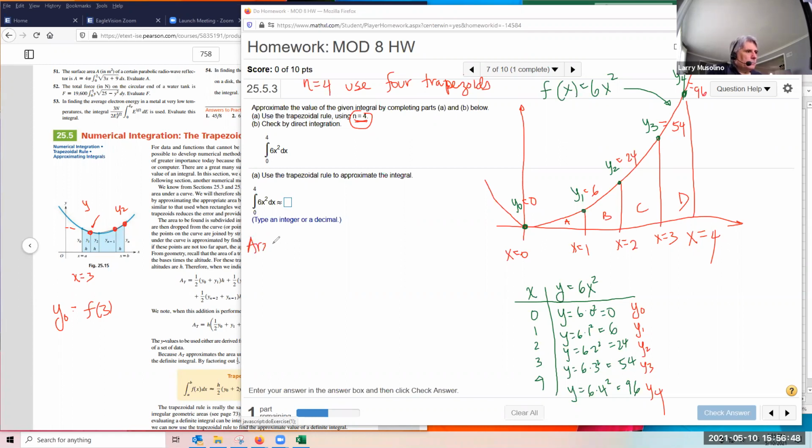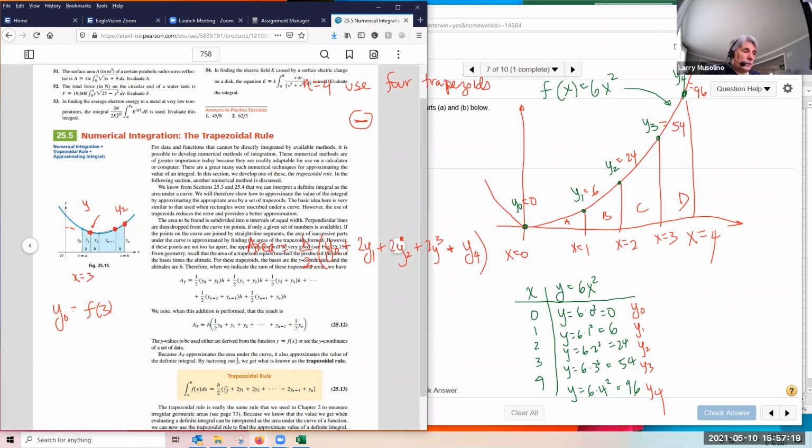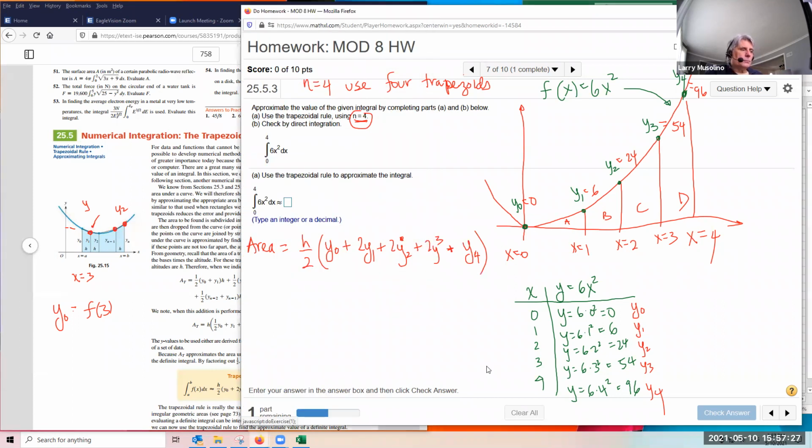All right, so here it is. The area is h over 2. And then I have to take y sub 0 plus 2y sub 1. Remember, these interior y's get multiplied by 2, plus 2y sub 2, plus 2y sub 3. But then this last y sub 4 does not get multiplied by 2. Let me click back here on this formula to show that to you. Notice this y here does not get multiplied by 2. The first y doesn't get multiplied by 2. The last y doesn't get multiplied by 2. But all the other y's do get multiplied by 2.